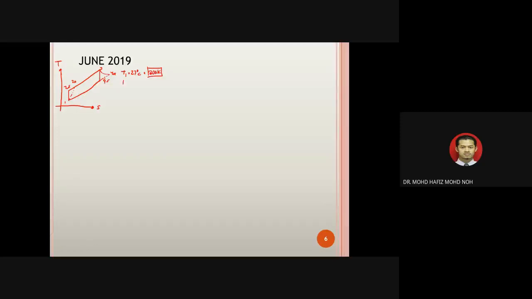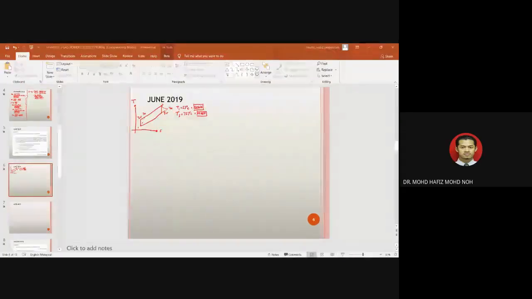And then they give you the value of T maximum, 727 degrees Celsius. So when we add 273, there will be, sorry, 1000 Kelvin. Sorry, 1000 Kelvin.